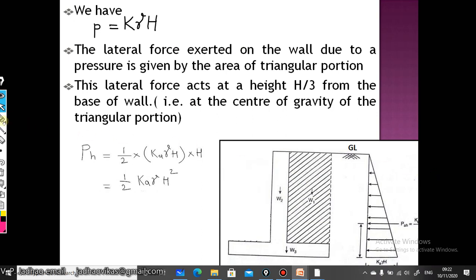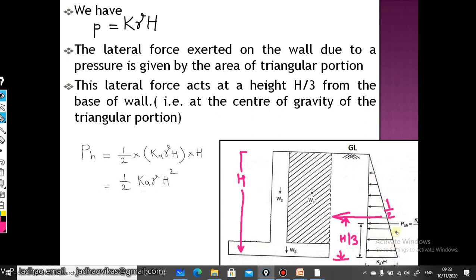Again, this was also explained earlier. If we have active earth pressure from this particular side, the intensity at the base will be Ka into gamma into h, and at the top the intensity will be 0. Therefore the lateral force exerted by this soil will act at a distance h by 3 from the base of the retaining wall, if this is your total height h of the retaining wall.